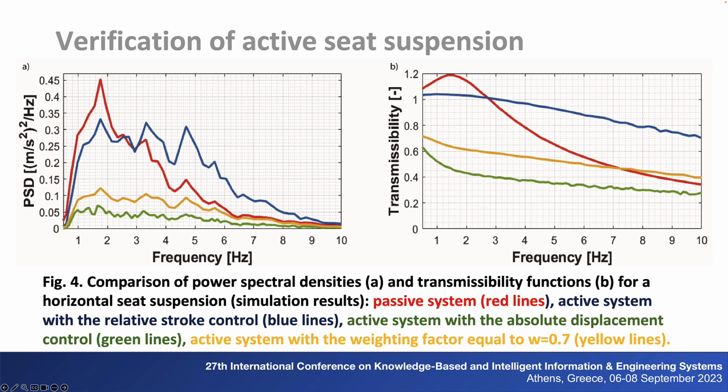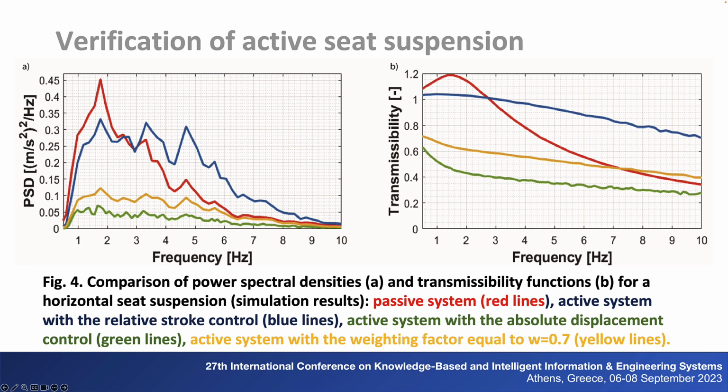The transmissibility function of an active system is close to 1 when the relative stroke control is applied. It means that such a system well follows the input vibration signal, but in this case the vibration attenuation of a suspended body is rather poor, blue lines. While the absolute displacement control is activated, the transmissibility function shows the most effective vibration reduction capability of a horizontal suspension, green lines. Using such a control strategy, the damped resonance of a corresponding passive system can be fully eliminated.